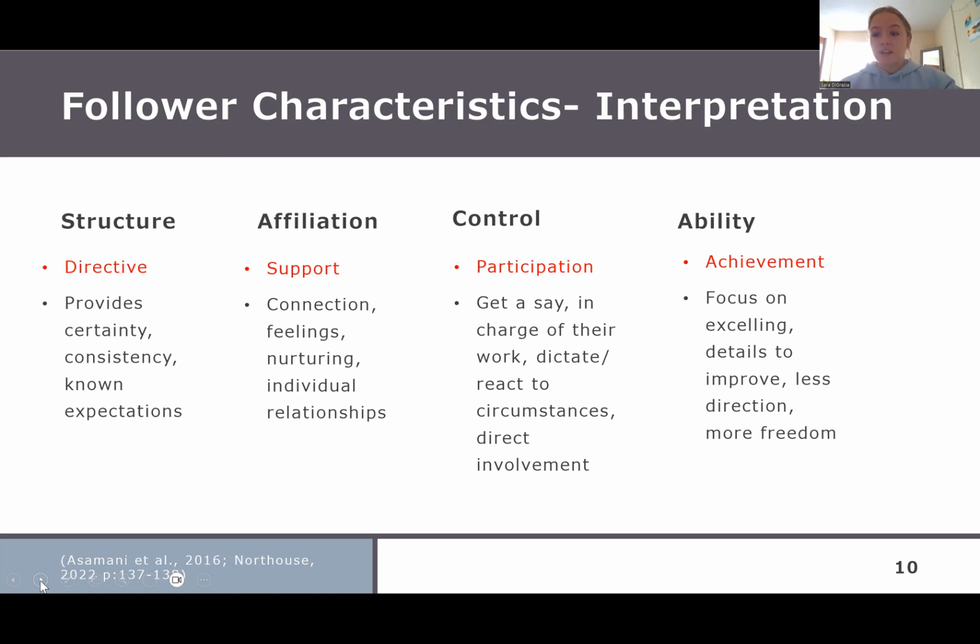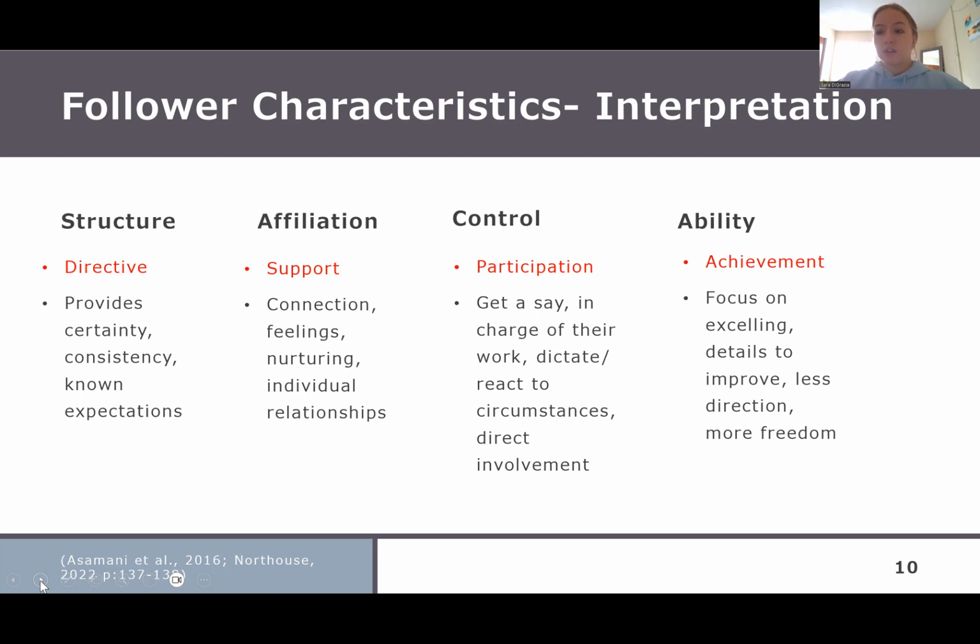The third one is when followers have a desire for control. So these type of followers want to get a say. They want to be in charge of their own work. They want to dictate and react to certain circumstances that might pop up in their work environment, and they seek that direct involvement. And so participation type of leadership is going to be best for this type of follower. That's the type of leadership that asks their opinion and has them involved in almost an equal type role as the leader. And then lastly was your self-perceived level of task ability.